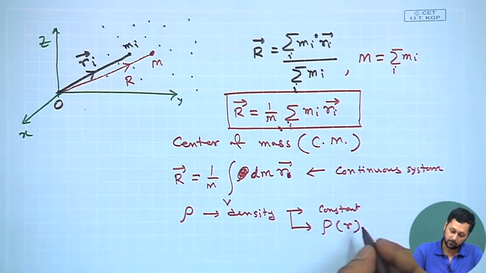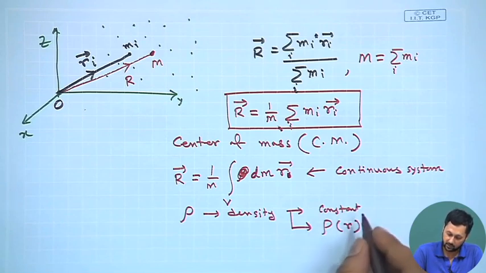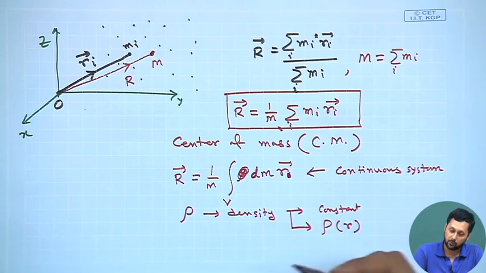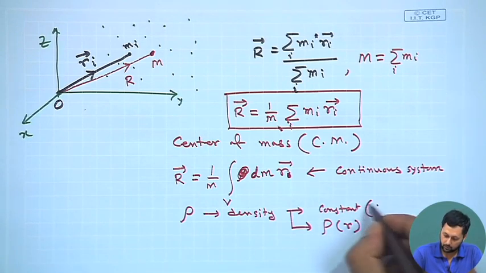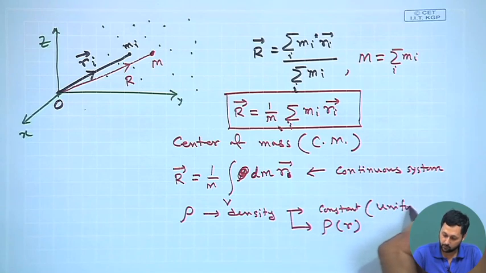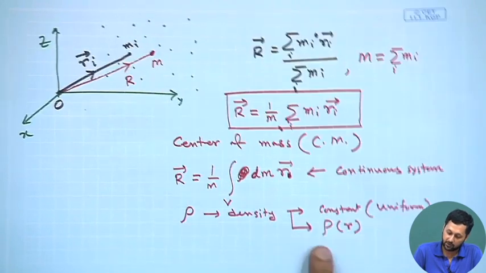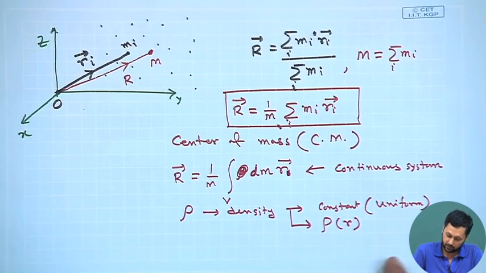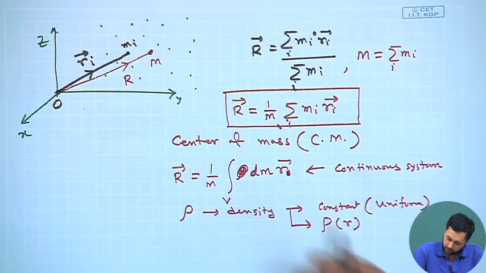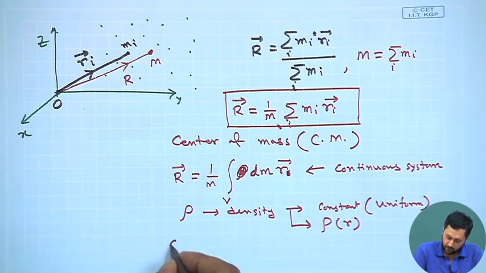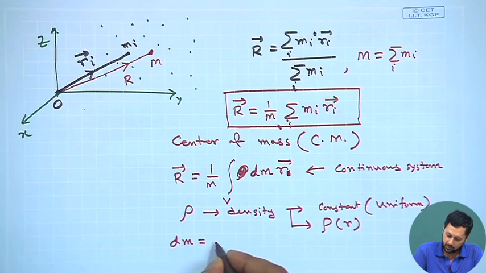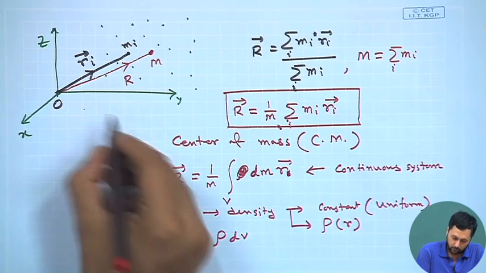So, you can have a density which is changing with position, or you can have a system where the density is uniform or constant. Actually, uniform is a more accurate term for this. So, you can have a uniform density system or a density which is a function of the position. Now, if you introduce this density, then a mass element dm can be written as rho times a volume element dV.